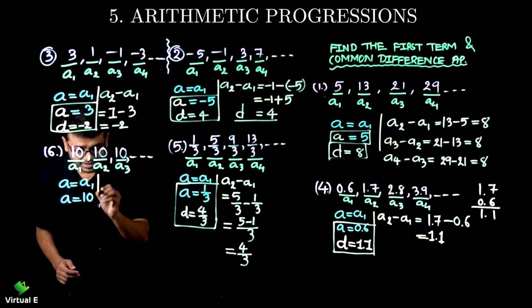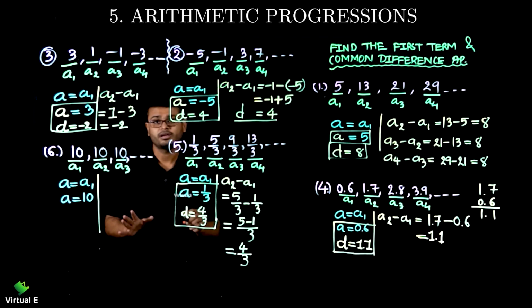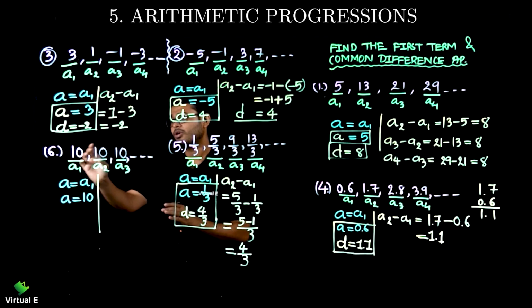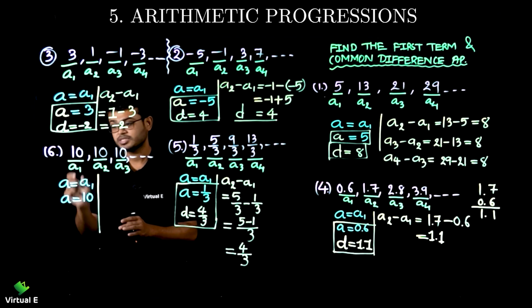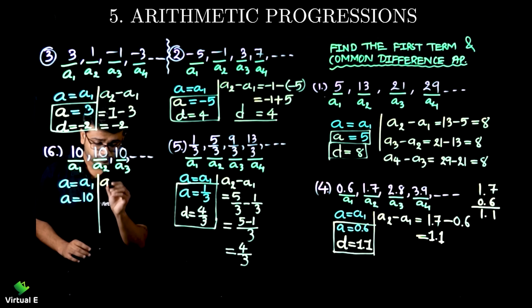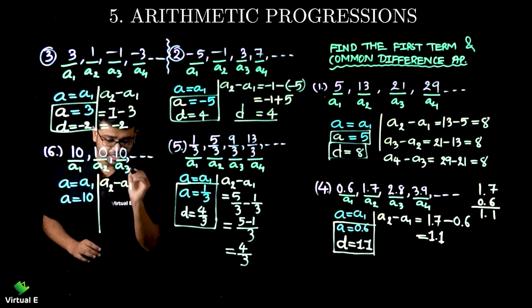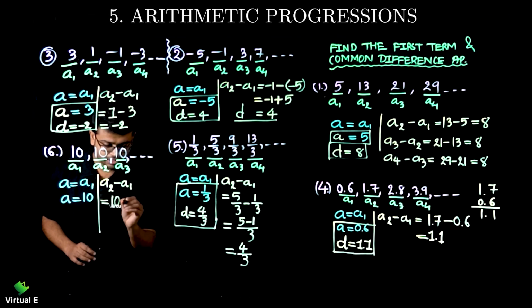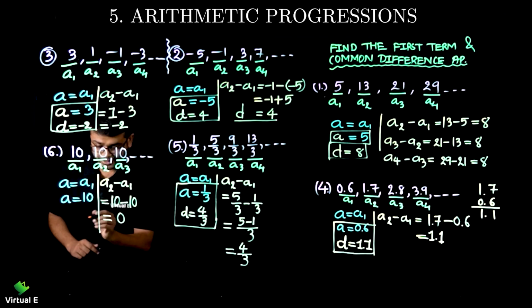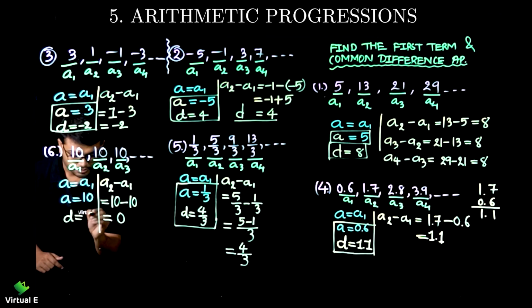Let's do this one. You must be thinking that there is no common difference over here. Don't go intuitively, follow the steps. Don't see what the numbers are, just follow the steps. First term as it is, A. Now for the D, what do I need to do? A2 minus A1. So A2 is 10, A1 is also 10. So 0. My common difference is 0.